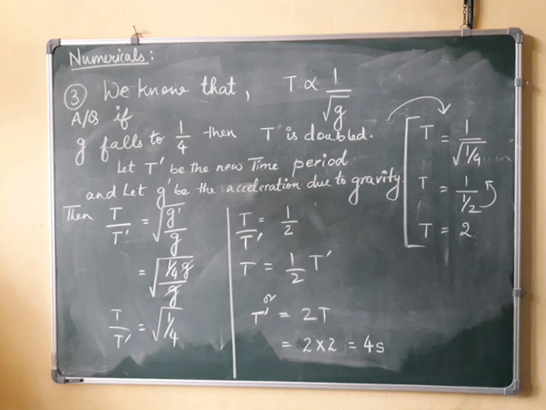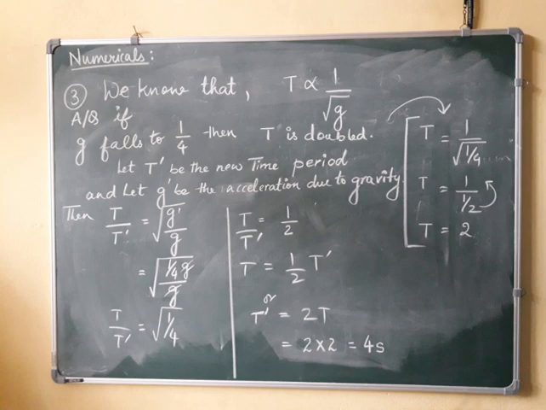So let the affected time period, or the new time period, be t dash, and let g dash be the acceleration due to gravity. Okay, so we'll find the ratio to find out the difference between both, how it is affected. So t is the previous time period, and t dash is the new time period. T by t dash equals root over g dash by g.